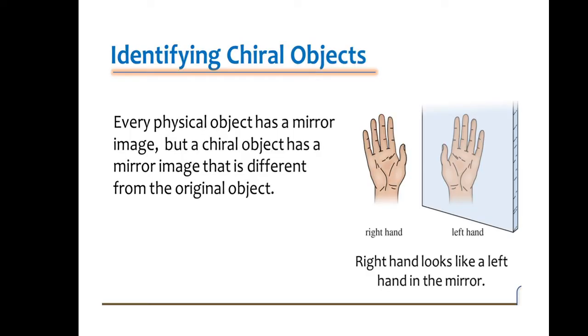So, what is chirality? Let's discuss chirality here. We know every physical object has a mirror image, but a chiral object has a mirror image that is different from the original object.